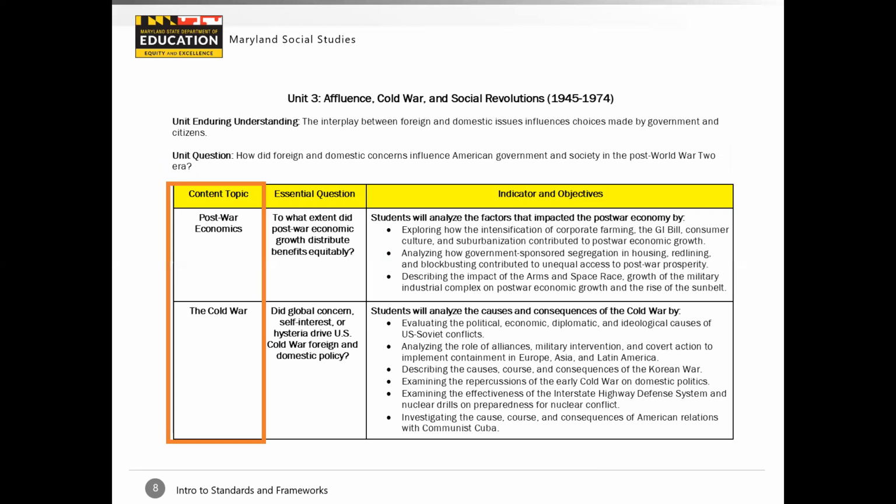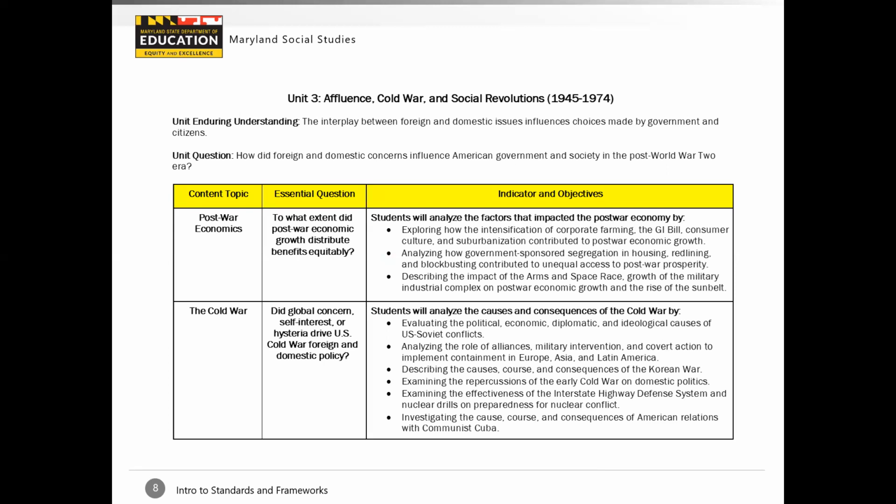The content topic indicates the umbrella under which several common topics are organized for study. Next, the essential questions. These help the students to unpack the big ideas in the Enduring Understanding. These are questions that can be asked and answered in different times and places. So if you are reviewing several frameworks, you may see the purposeful repetition of some of the essential questions.